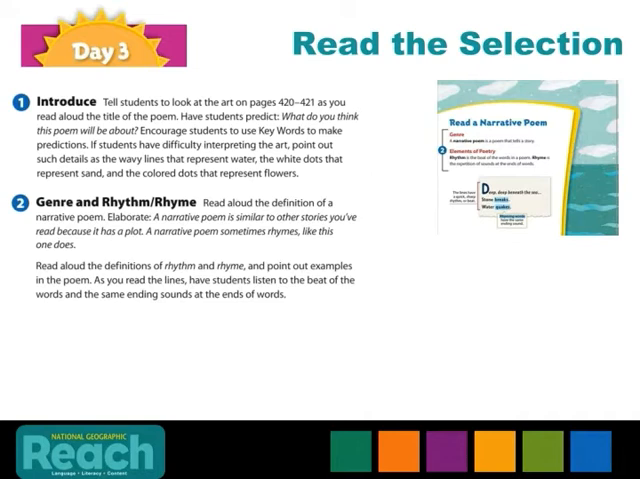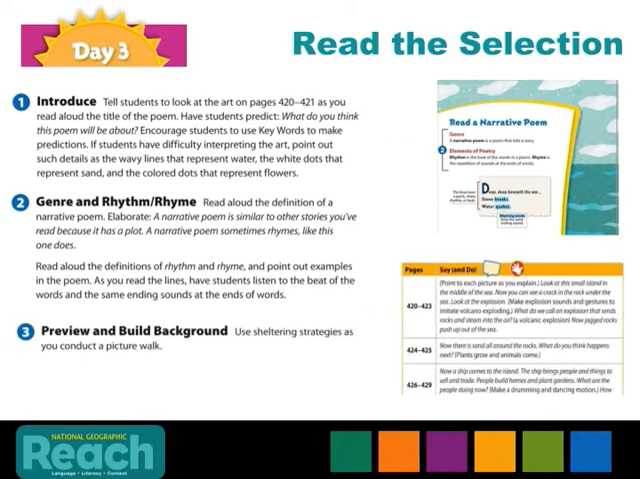For example, here students are working with a narrative poem, so they need to know something about the elements of poetry, including rhythm and rhyme. This information is always presented to the students in their student books, and an example is provided. Finally, you will preview and build background using the say and do sheltering strategies as you conduct a picture walk.